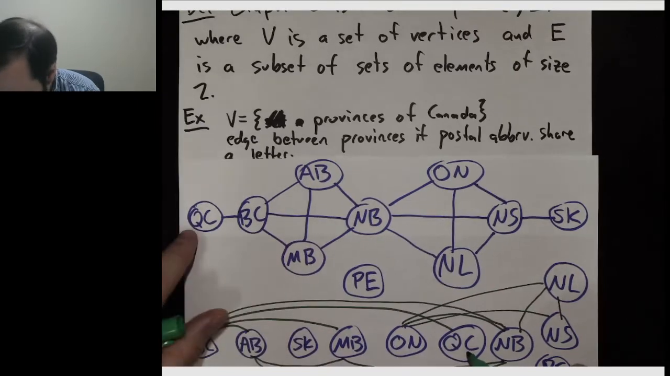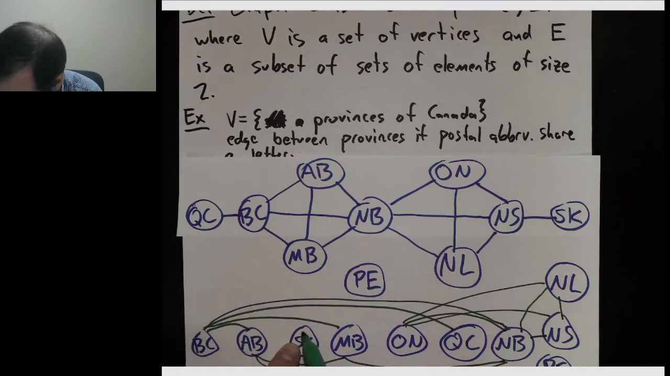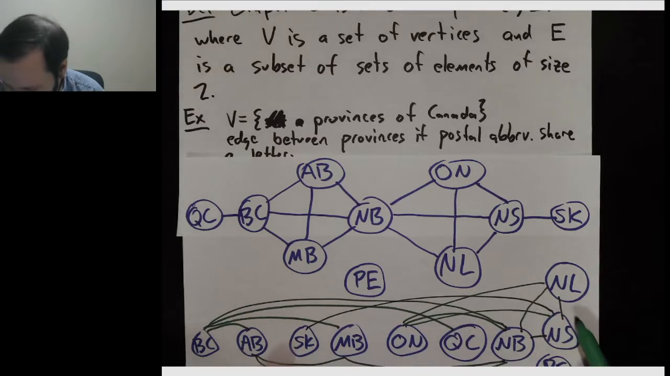Quebec, already good. New Brunswick, I'm connected to Alberta and Manitoba and British Columbia already, and Ontario and Newfoundland and Labrador, and now I just need Nova Scotia. We're good. And then Saskatchewan connected to Nova Scotia. There we go. Okay.